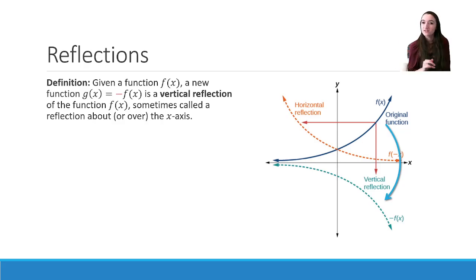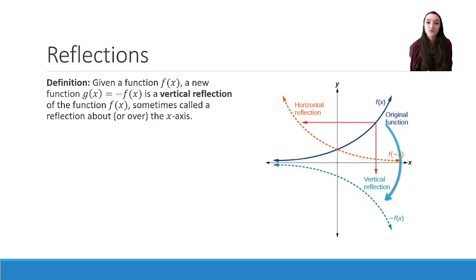So, our second type of transformation being reflections. Given a function f of x, a new function g of x equal to negative f of x is a vertical reflection of the function f of x, sometimes called a reflection about or over the x-axis. So you'll hear all of these terms. Most often it'll be an x-axis reflection or a reflection over the x-axis. That's the most common way it's said, but it is technically a vertical reflection, to group it in with these vertical transformations versus horizontal transformations.